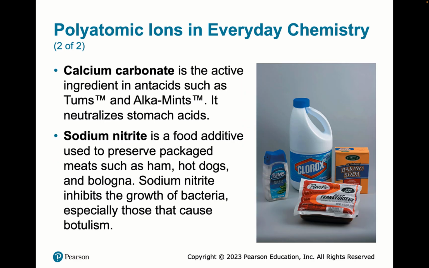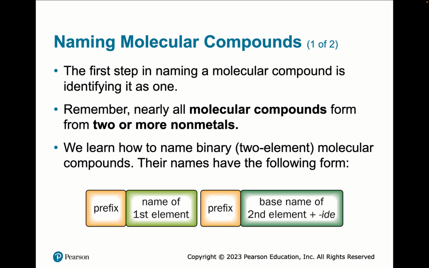So calcium carbonate. This is used in antacids, and if it combines with acid, it forms carbon dioxide gas. Sodium nitrite is used in meats. It typically gives the meats a pinkish color, and it's used for keeping bacteria from growing on them. So let's move on to talk about molecular compounds.